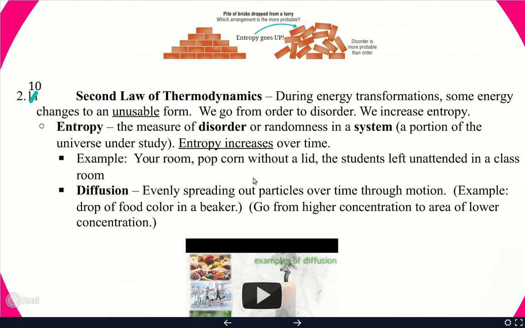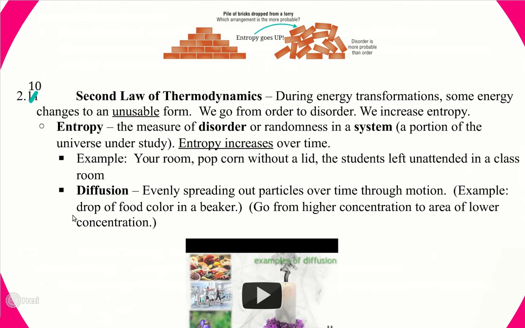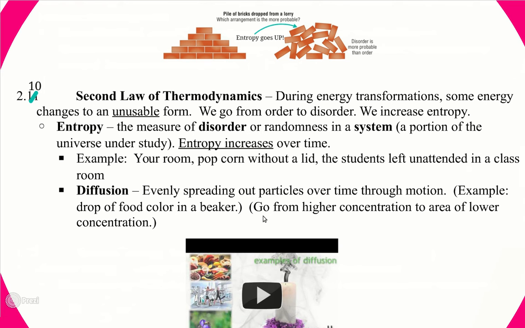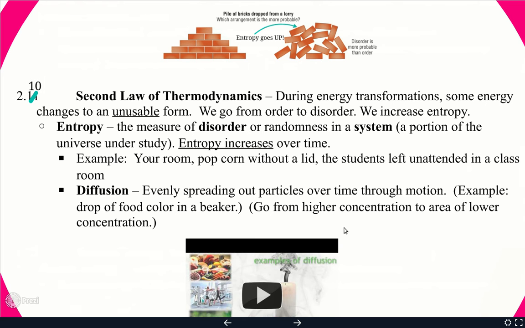Your room, popcorn without a lid, students left unattended in a classroom, all these things would increase disorder. And so here's a picture we'll go over in a second. Diffusion uses this kind of thing, evenly spreading out particles over time through motion. An example, a drop of food color in a beaker. If you took a beaker and you put food color in it, over time that food coloring would spread out evenly. You go from a high concentration area to a lower concentration area. Also, there's other things that would diffuse. So that's going from high concentration to low concentration.